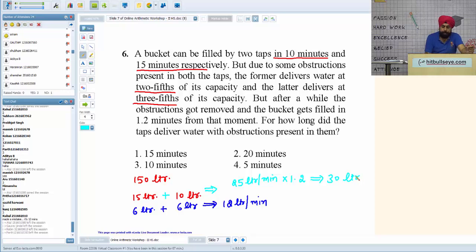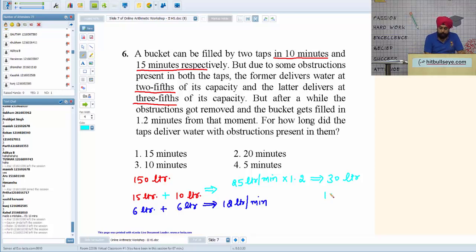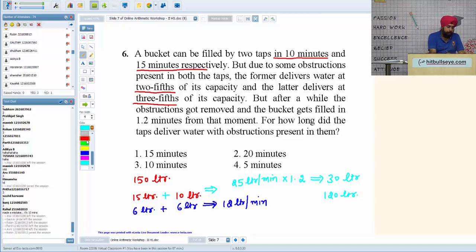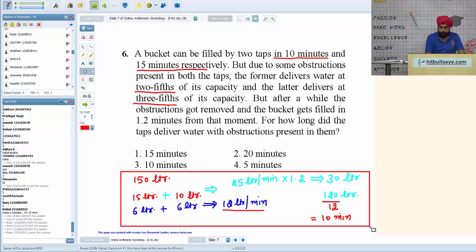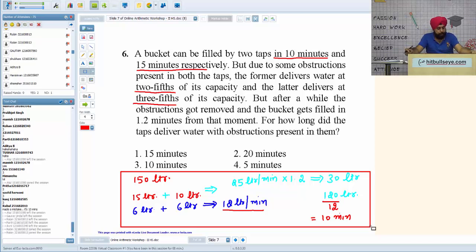Now students, that simply means that they filled 30 liters when the obstruction was removed. So that means 120 liters were filled when the obstruction was present there. Now we have already calculated that they work at the rate of 12 liters per minute. So 120 divided by 12, this means they kept on working when there was obstruction for 10 minutes. So this 10 becomes your answer, students. So the answer for the question comes out to be 10 minutes. I guess you all have got it.